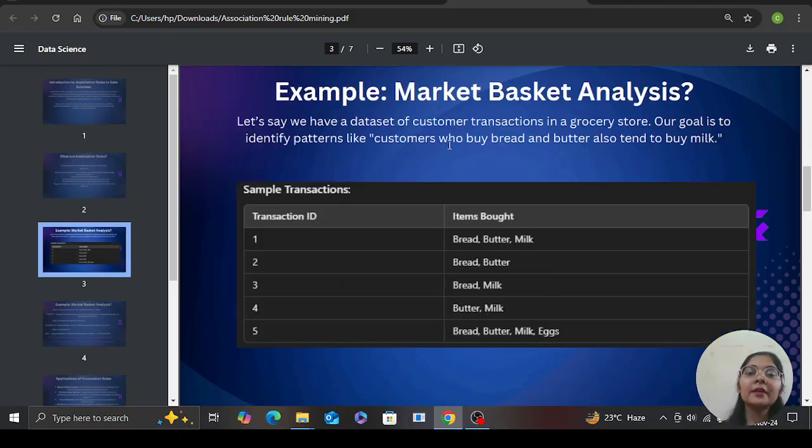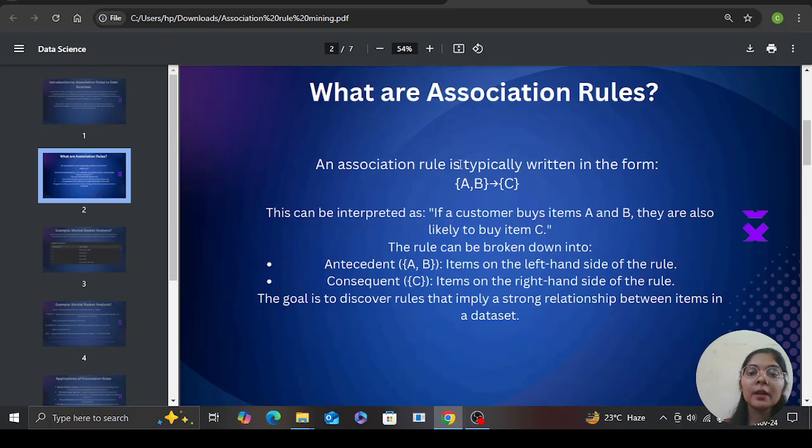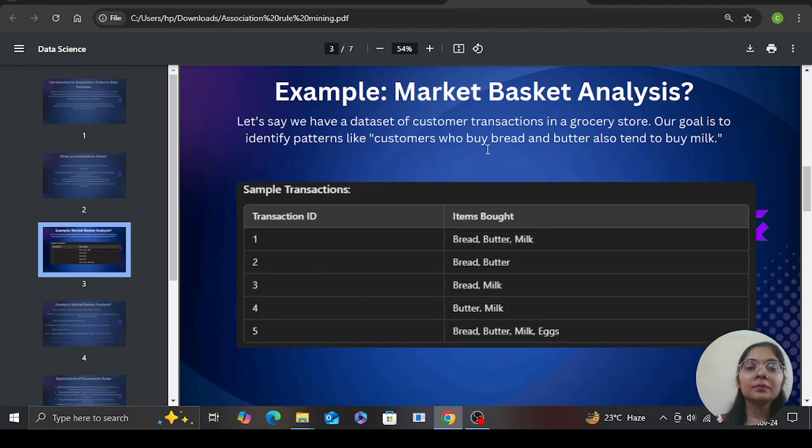For understanding it in a better way, we take an example of market-based analysis. Let's say we have a data set of customer transactions in a grocery store. Our goal is to identify patterns like customers who buy bread and butter also tend to buy milk. As we have studied previously, if a person buys items A and B, then they may be likely to buy item C. So here we are saying the same thing: if a customer buys bread and butter, then they also tend to buy milk.